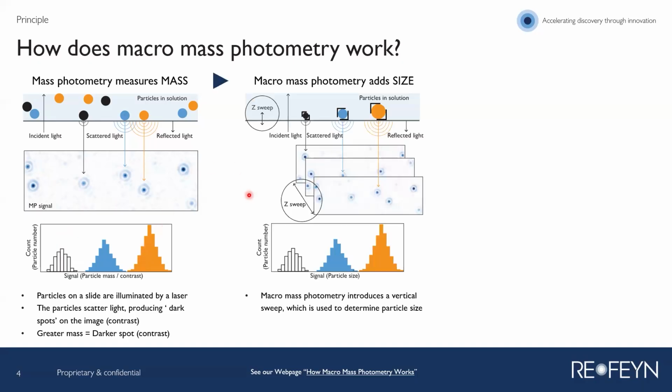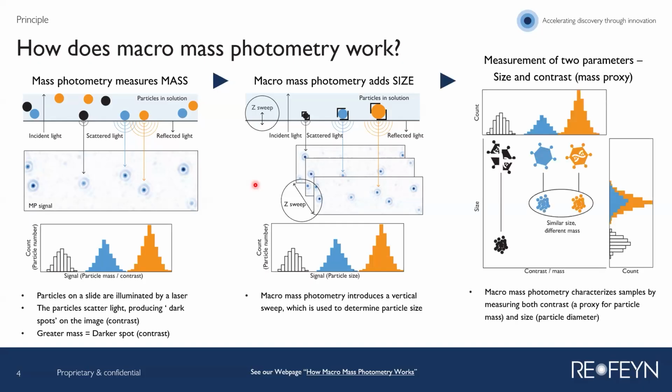Now, macro mass photometry, in addition to the mass measurement, does an additional measurement for size, which is called the Z-sweep or the vertical sweep. The Z-sweep helps define the diameter or size of the particle. So finally, the image you see on the right is a two-dimensional data segmentation, which is the size of the particle and the contrast, which is the proxy for mass here. With this information, you're able to distinguish the different populations, going from small size and small contrast to populations of the same size but different contrasts, thus giving a high resolution of population variations when you're measuring heterogeneous adenoviral populations.